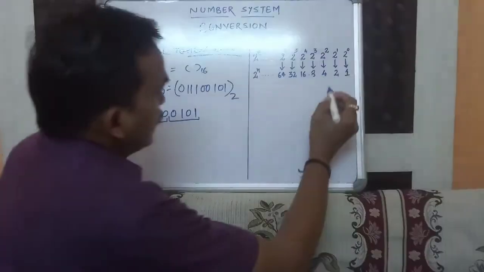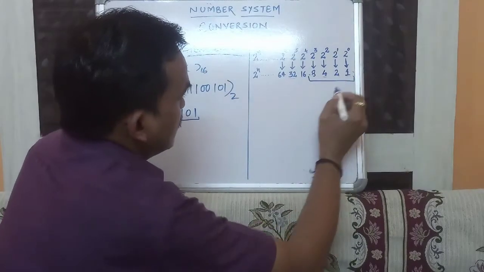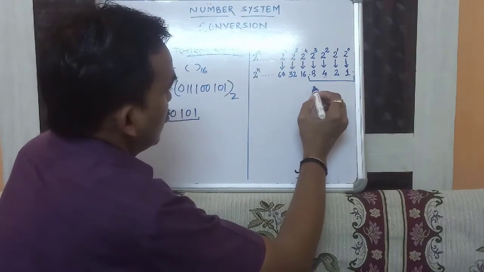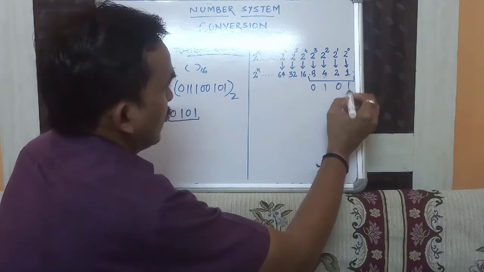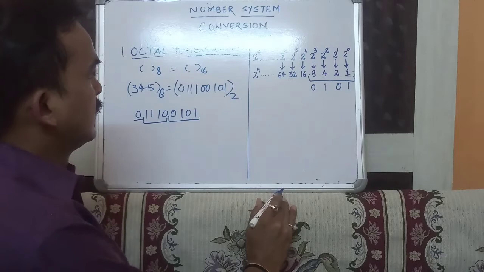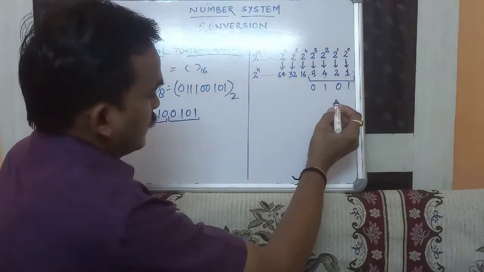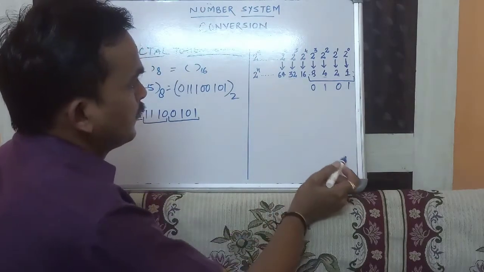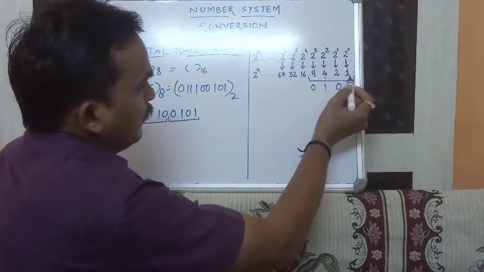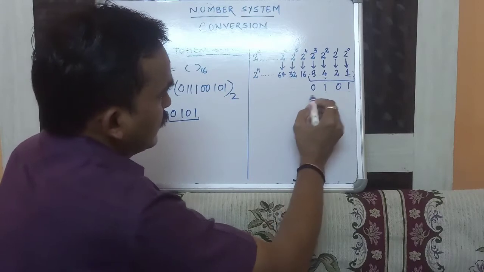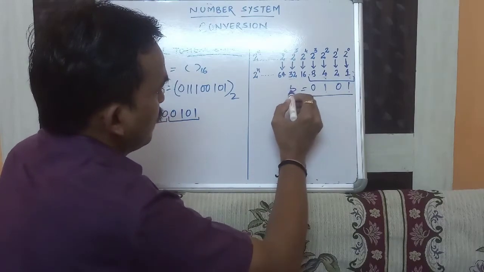So 0 1 0 1. So here we will use this series. So here we will apply this number 0 1 0 1, right? So now we will calculate the numbers which are occupied by 1. So 4 and 1, that is 5. So the answer would be 5.